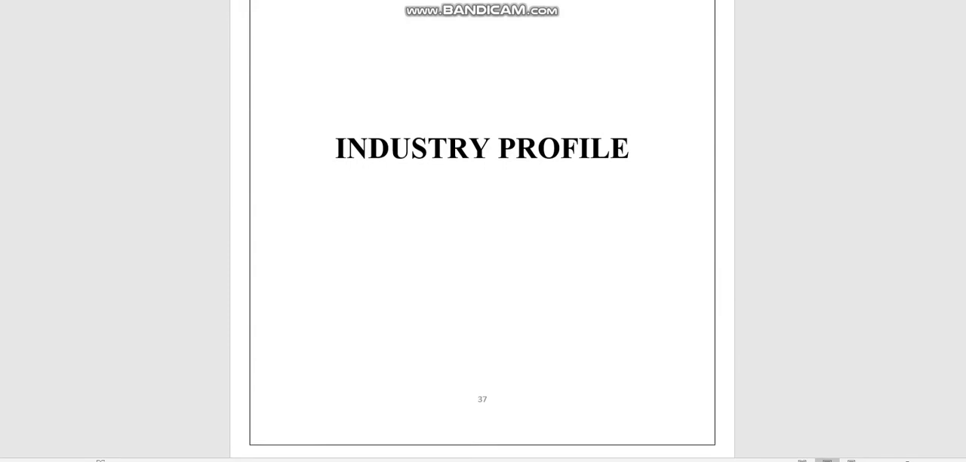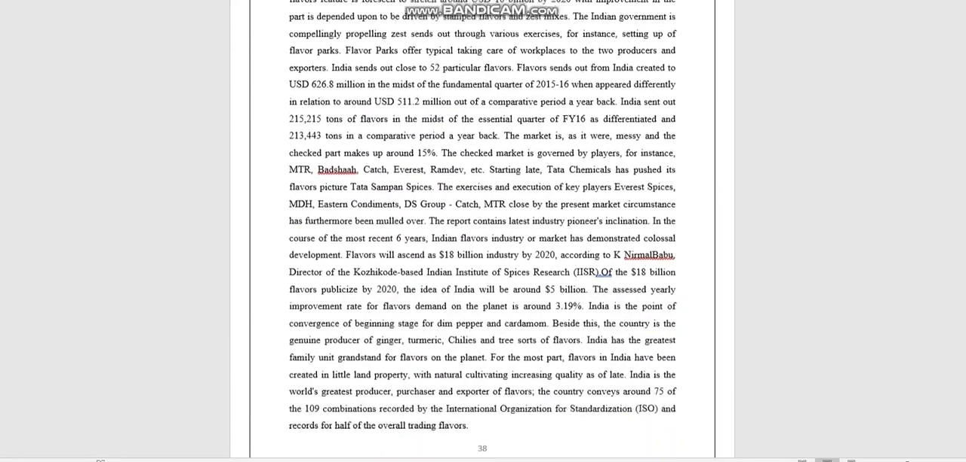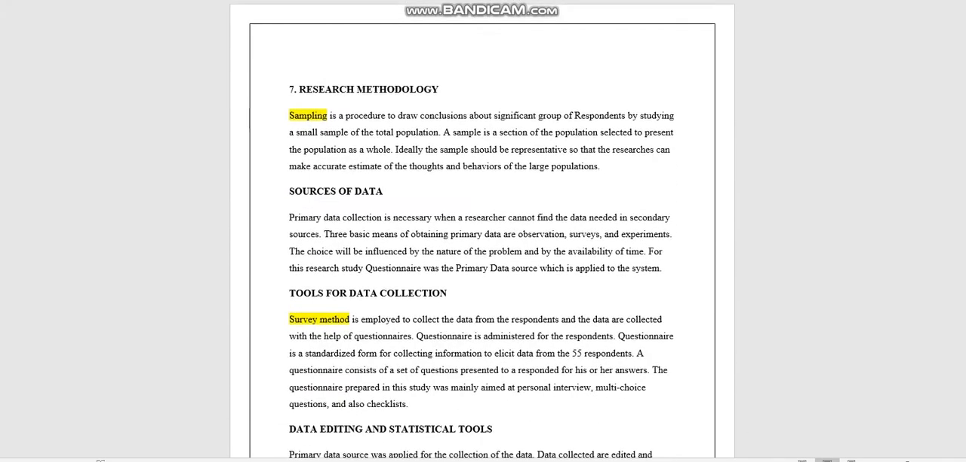And next I'm moving on to another topic called the industry profile. This is the general introduction and general information related to the IT sector. And next I'm moving on with research methodology. So research methodology is actually the main topic. In the research methodology I'm going to analyze the data, and I'm also going to take a survey method based on the process.